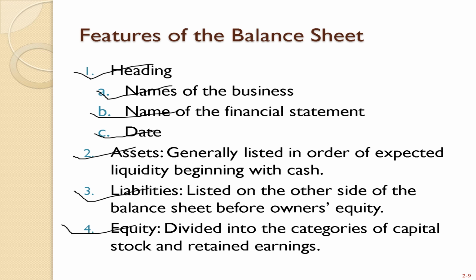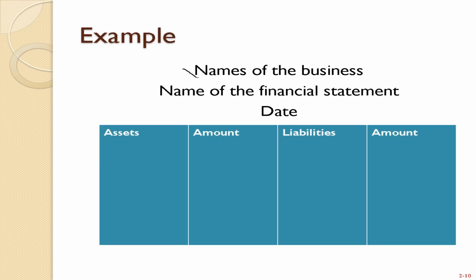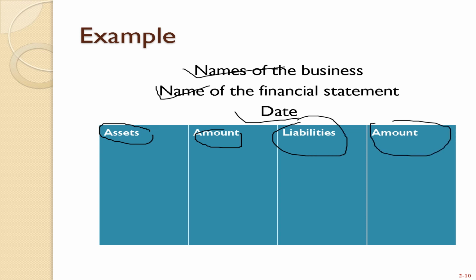We will describe asset, liability, equity and other terminology in further lectures. Here it is just an introduction to the balance sheet and how to prepare it. I have prepared the format of the balance sheet. We can see here, first you need to write the name and the name of the financial statement, which is the balance sheet, and the date. Then assets, its amount, liability and its amount respectively. And the balance of this amount and this amount should be equal. If it is not equal, that means your balance sheet is not correct. Make sure that your balance sheet must have equal totals of assets and liability.